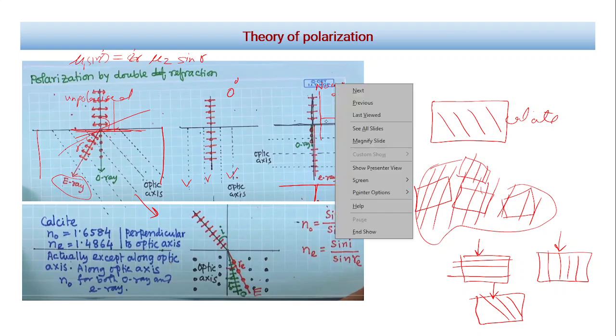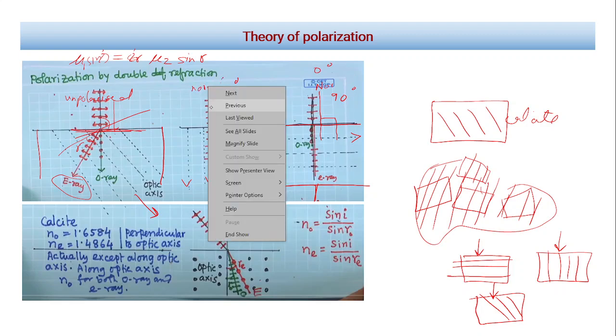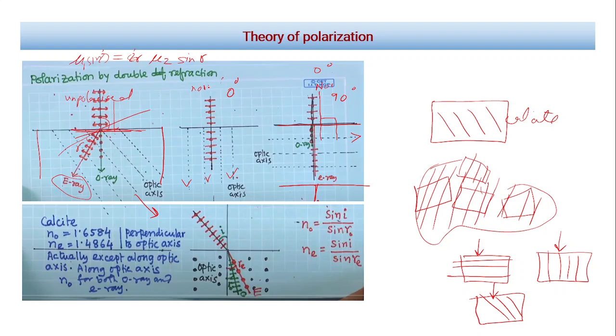to this interface, the angle is 0 degree. Here also, normal to the interface, the angle is, what is this?